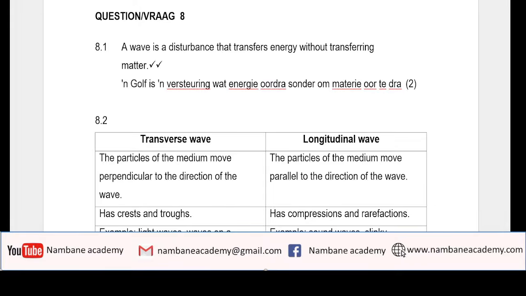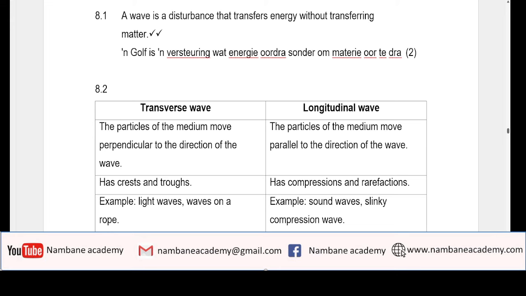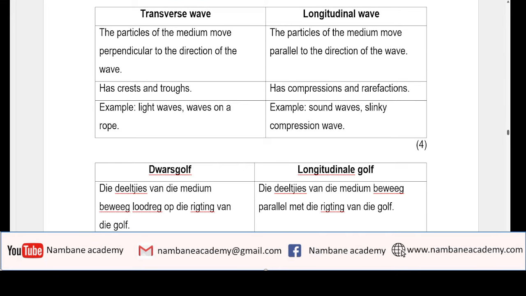Question 8, sir. Define the term wave. A wave is a disturbance that transfers energy without transferring matter, for 2 marks. 8.2, differentiate between a transverse wave and a longitudinal wave. Transverse wave, the particles of the medium move perpendicular to the direction of the wave. The difference with longitudinal wave, the particles of the medium move parallel to the direction of the wave. Then transverse wave has crests and troughs, and longitudinal wave has compressions and rarefactions.